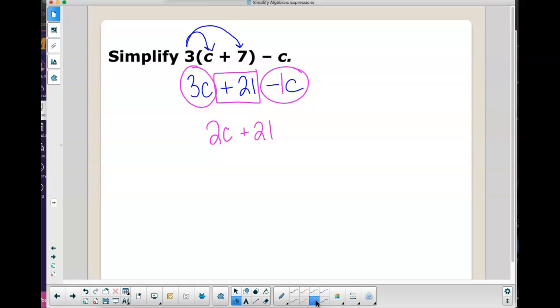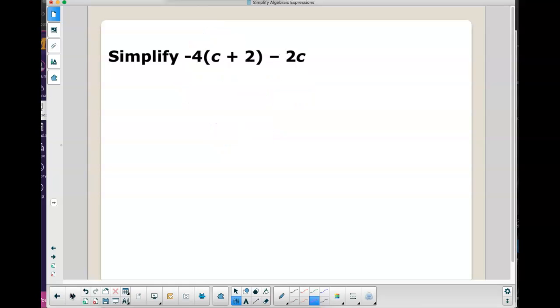Okay, I think we're going to do one last problem. This one's only a little bit different because we have a negative sign on it. Don't let the negative throw you off. We still do the same thing. Okay, we're going to distribute first. Negative 4 to the C is negative 4C plus, what's negative 4 times 2? Negative 8. Remember, when we're multiplying one negative sign, it stays negative. 2 negative signs becomes positive. So this is plus negative 8 minus 2C.